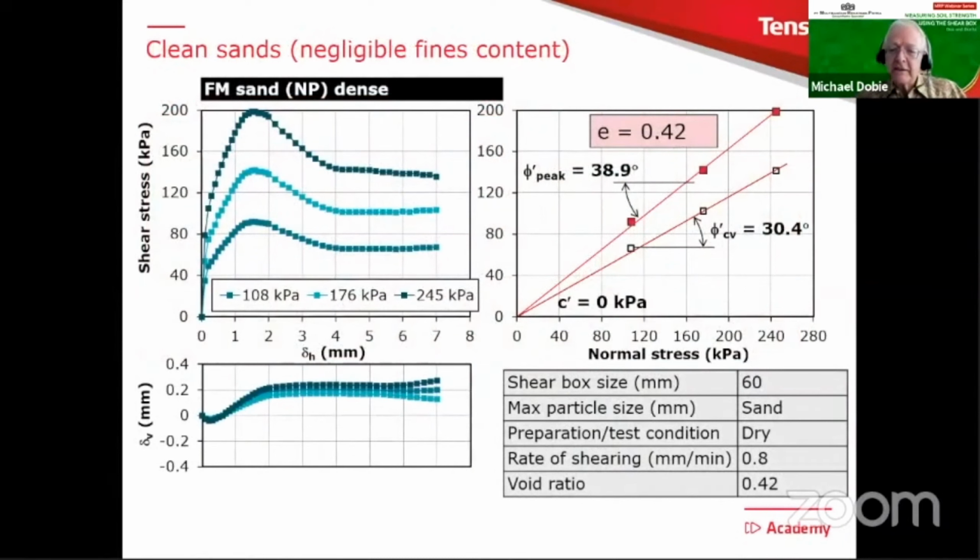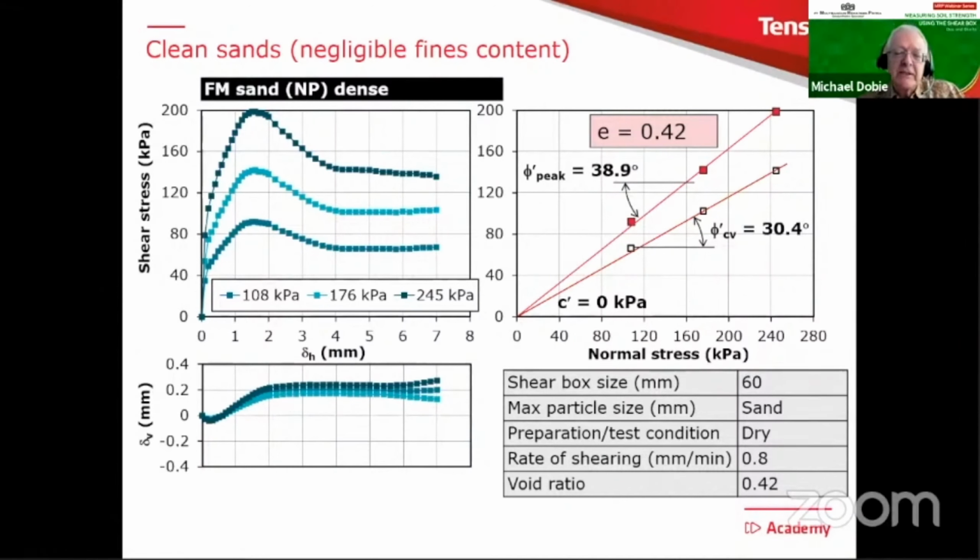So here is a very nice test result. This is on a fine to medium sand, similar to the one we saw earlier on, non-plastic, and it's compacted to a very dense condition in the 60 millimeter shear box, dry, and a fast test. Very nice result, very clear dilation, very clear peak values, and a very clear constant volume behavior.